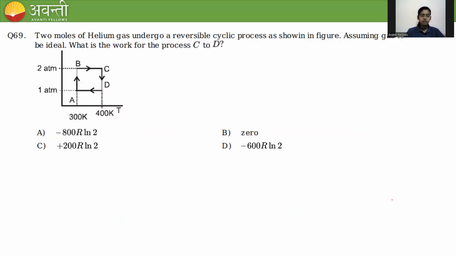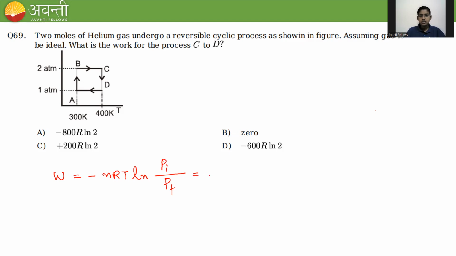Then coming to question number 69. 2 moles of helium gas undergo a reversible cyclic process as shown in the figure. Assuming the gas to be ideal, what is the work for the process C to D? So just observe the graph given and we have to find out the work done. The work done can be calculated using minus nRT into the logarithm of initial pressure by final pressure, because pressure is given here, 1 atmosphere and 2 atmospheres. So we have to use this formula.